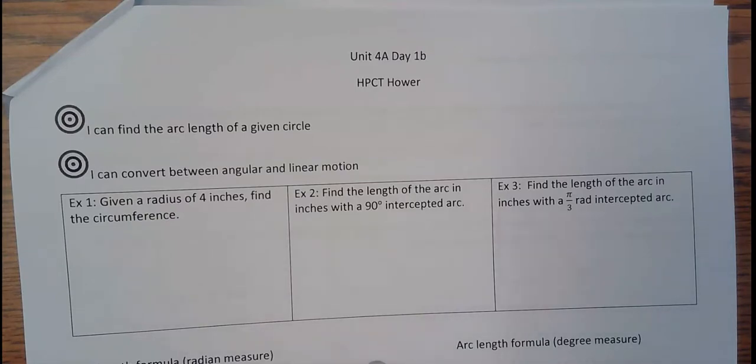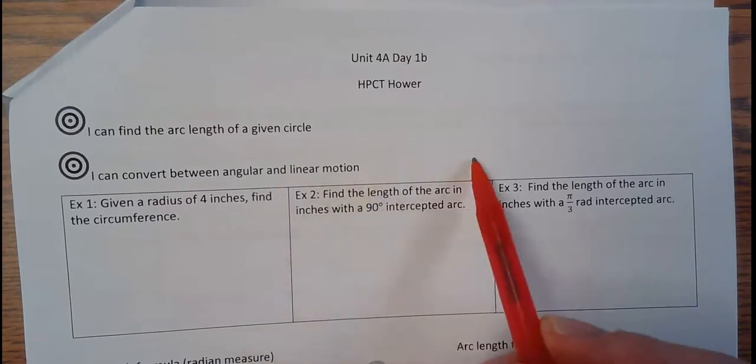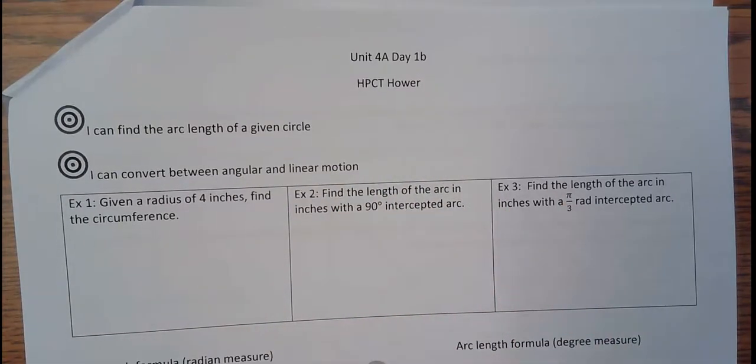So if I say a wheel rotates 30 degrees and the wheel has a diameter of 20 inches, how far did the wheel move? So that's linear motion. It's how far did it actually move, how far did it actually roll.